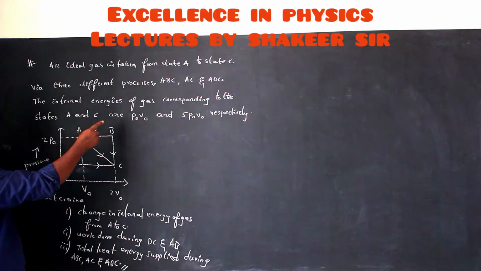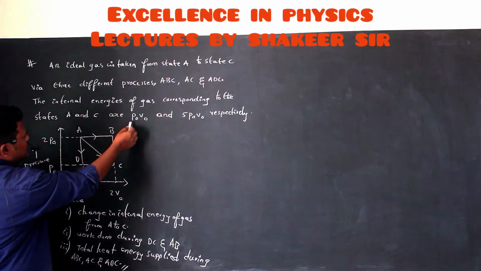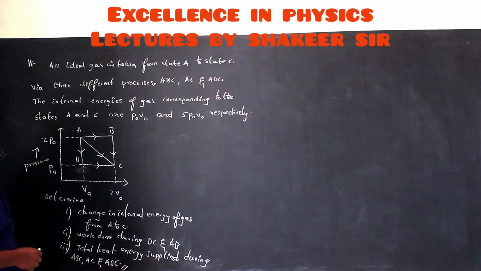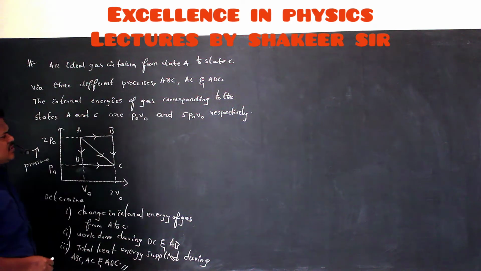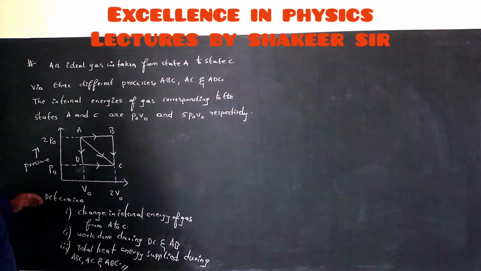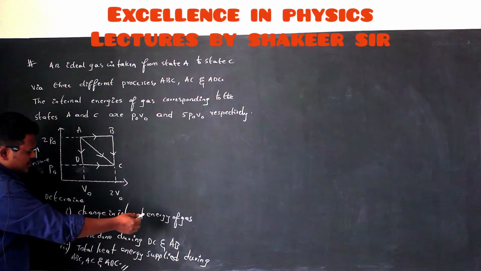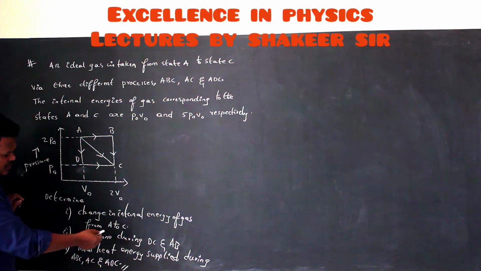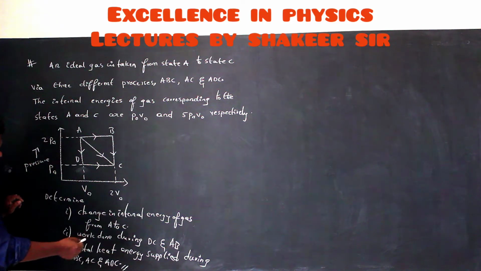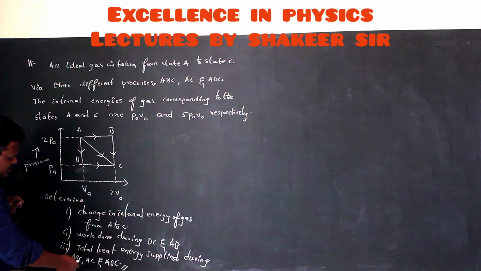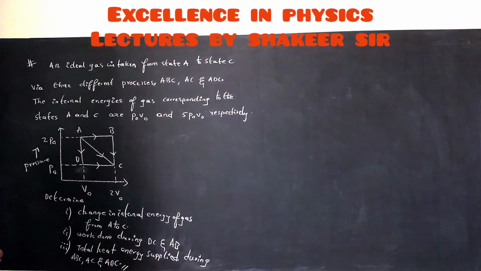Clear? And it is given that the internal energies of the gas corresponding to the states A and C are P0 V0 and phi P0 V0. So the internal energy of state A is P0 V0 and the internal energy of state C is phi P0 V0. Then we are supposed to find these values: the change in internal energy of the gas from A to C, the work done during the process D to C and A to B, and the total heat energy supplied during the processes ABC, AC and ADC. So let us see how we can do these questions.